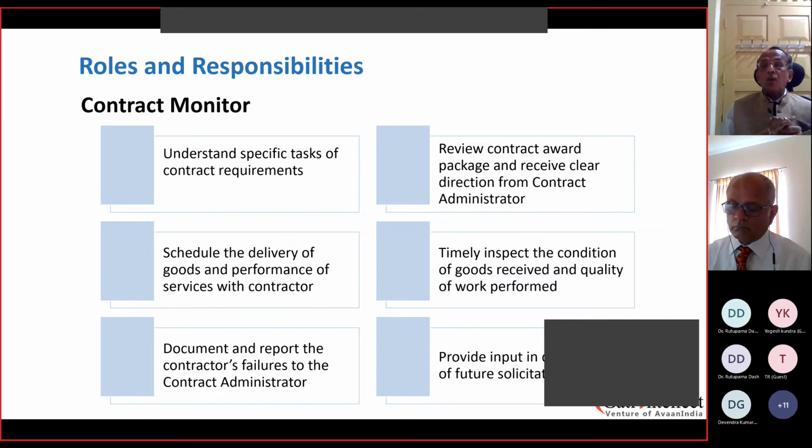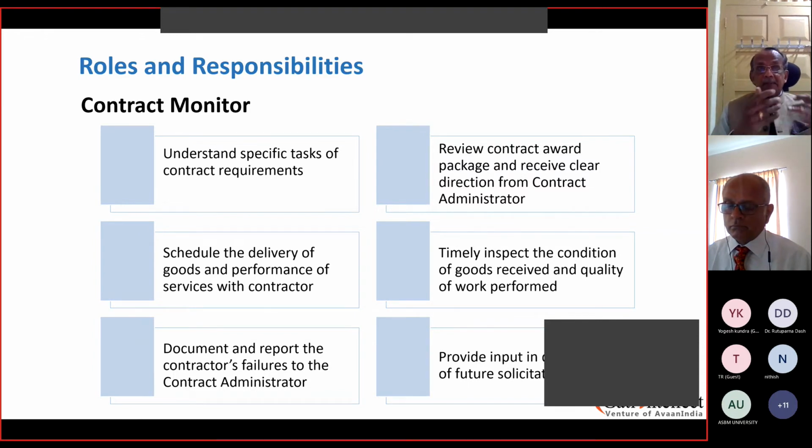Then review the contract award package and receive clear direction from the contract administrator. Even if the contract administrator does not provide it, it's up to the contract monitor to get it from the contract administrator so that there are no ambiguities and everybody speaks the same language. Schedule the delivery of goods and performance of the services with the contractor. Timely inspection of the condition of goods received and quality of work performed.